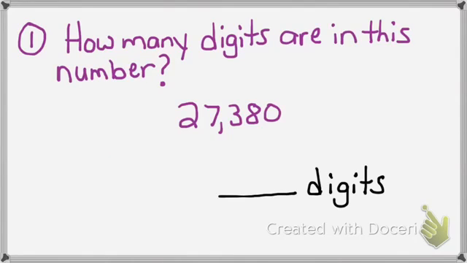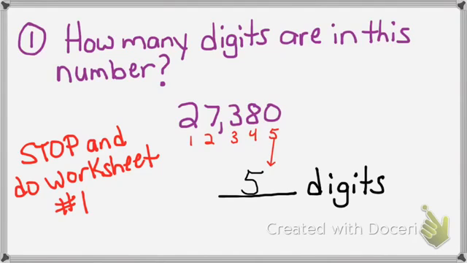Let's take a look at question number 1. The question says, how many digits are in this number? And the number they give us is 27,380. So let's count our digits. Each digit is a single number, so we'll count each single number or each single digit. 1, 2, 3, 4, 5. So 27,380 has 5 digits in it. Please stop the video and complete worksheet number 1 right now.